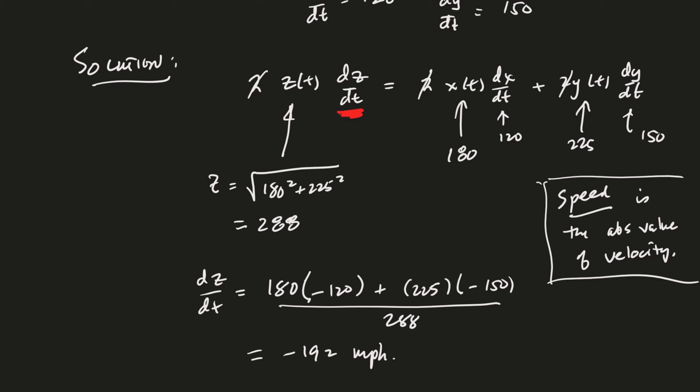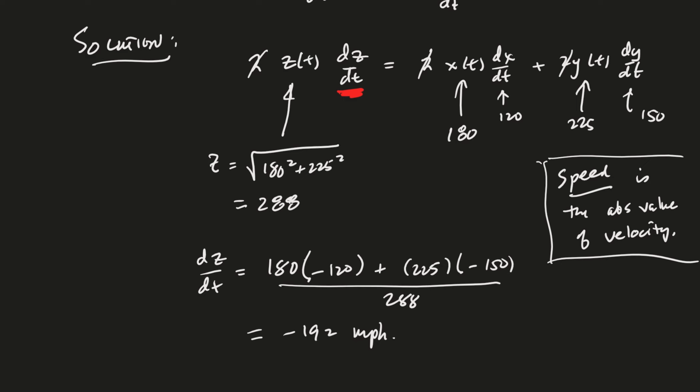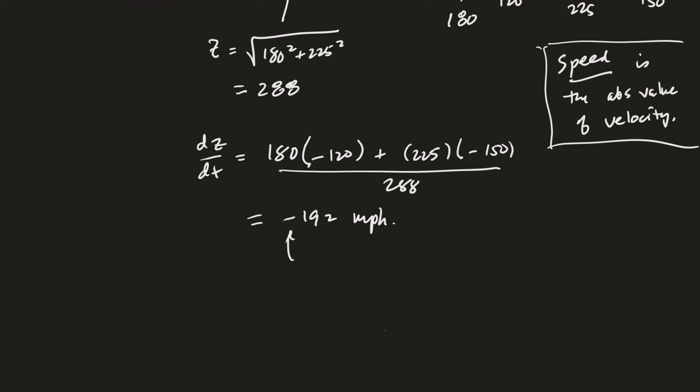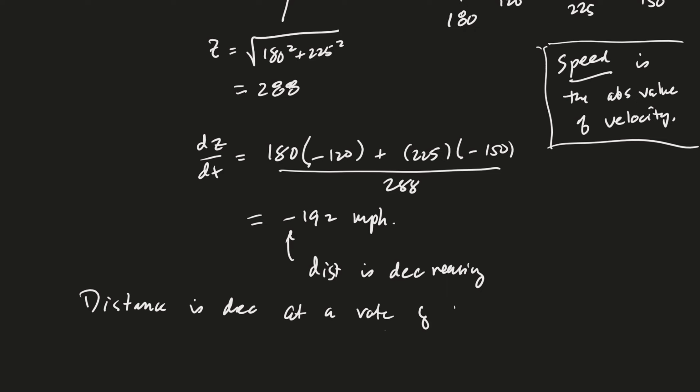So how should we interpret that? The negative sign means that the distance between the planes is decreasing. So we would say that the distance is decreasing at a rate of 192 miles per hour.